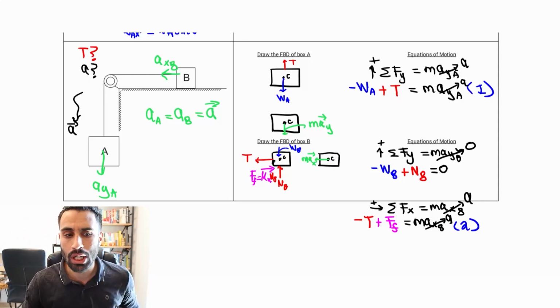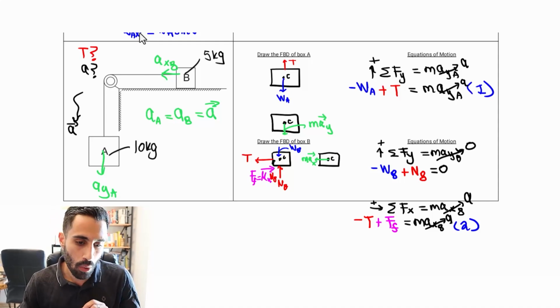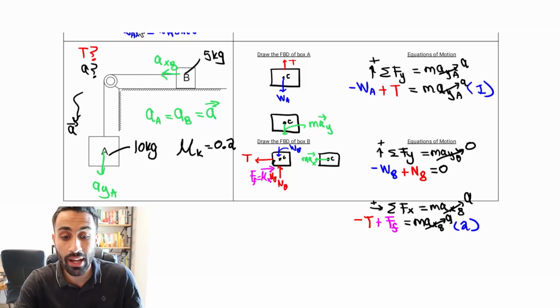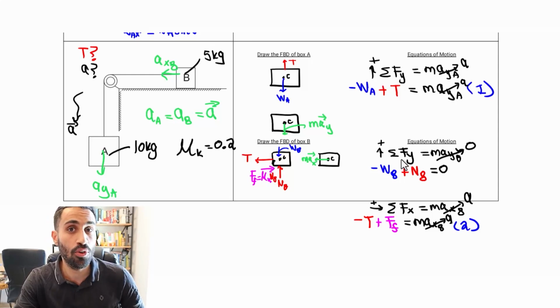In fact, I want to challenge you to do that. Let's say find the tension and acceleration, assuming this is 10 kilograms for A. B, let's say, is 5 kilograms. And also the coefficient of kinetic friction is 0.2. We need that as well. If you have all of that, you can solve this. Give that a shot and let me know what you get.